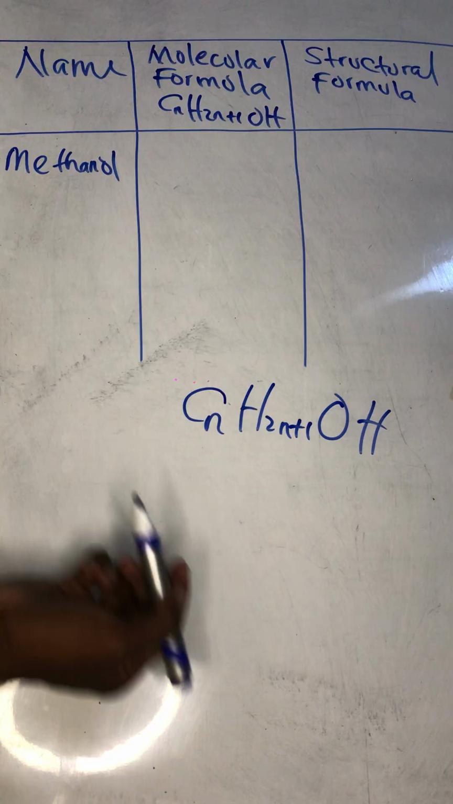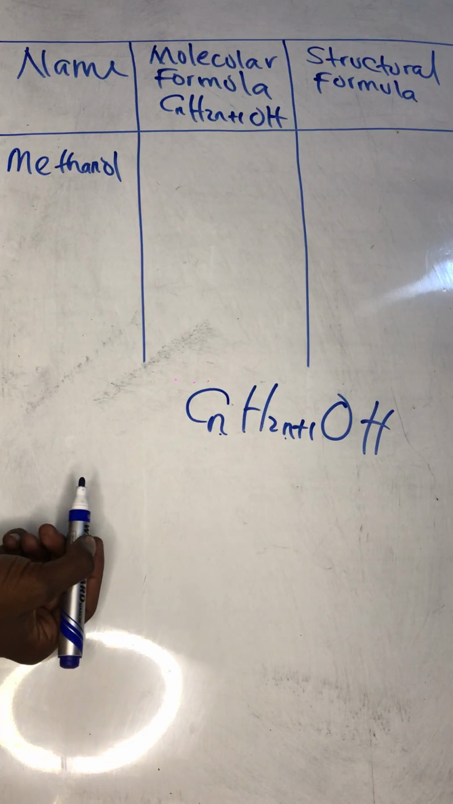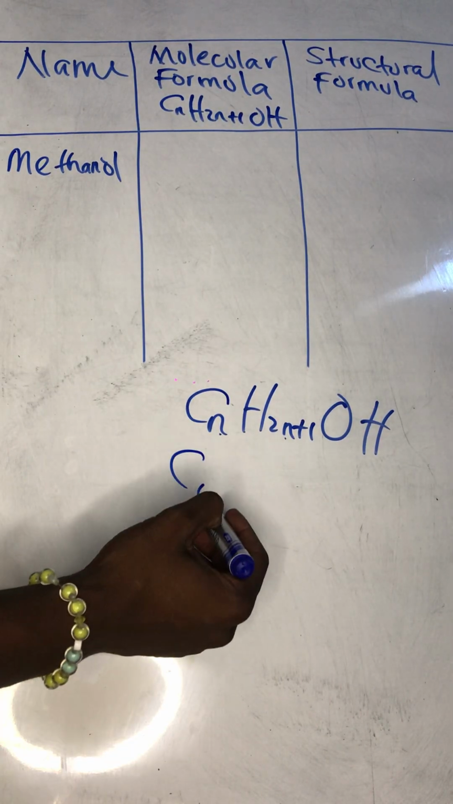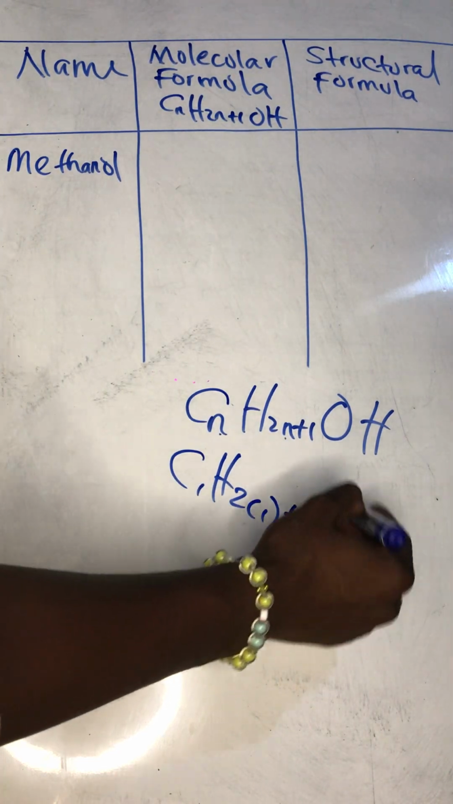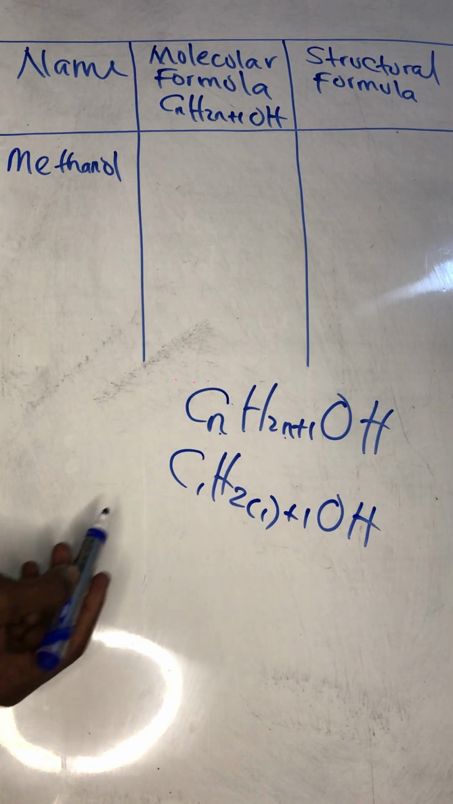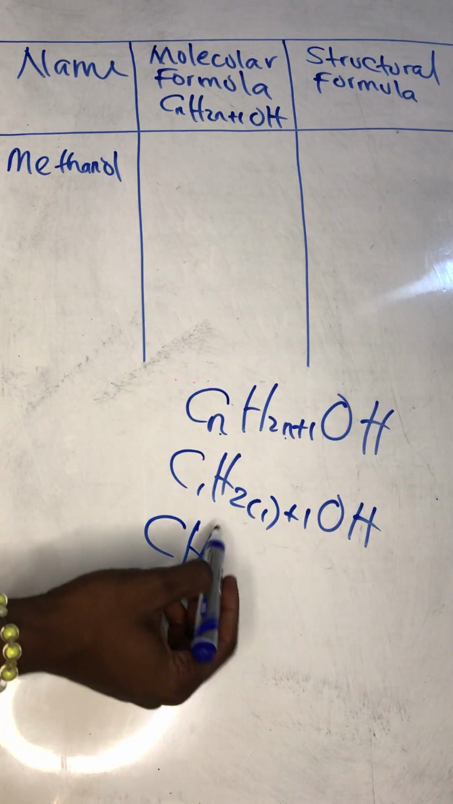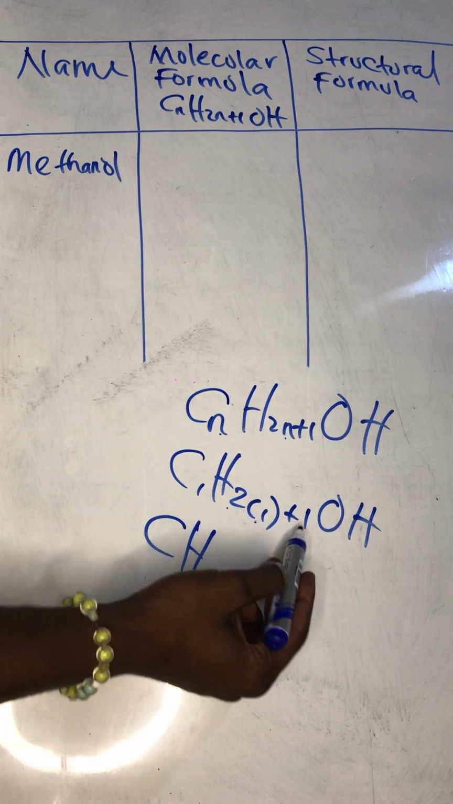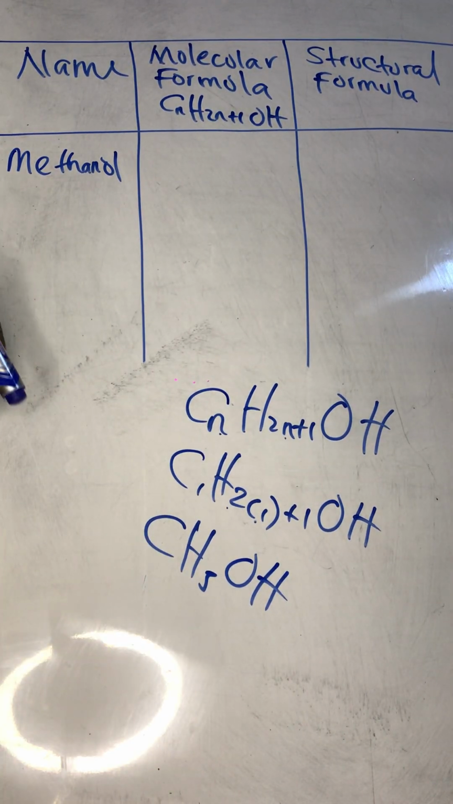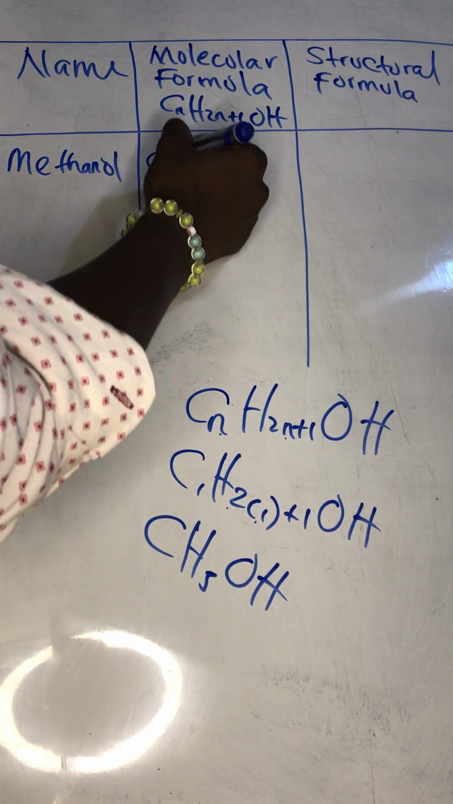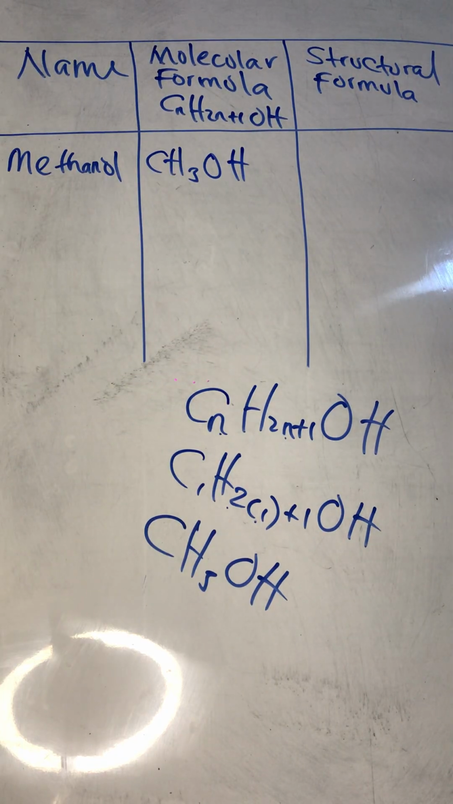Now, methanol is number 1. It is the first member. So wherever there is n, we put 1. So we're going to say C1H2 multiplied by 1, plus 1, OH. When it's 1, we don't show it. So it is CH, 2 times 1 is 2, plus 1 you get 3, and then OH. So methanol is CH3OH. This is the formula of methanol.